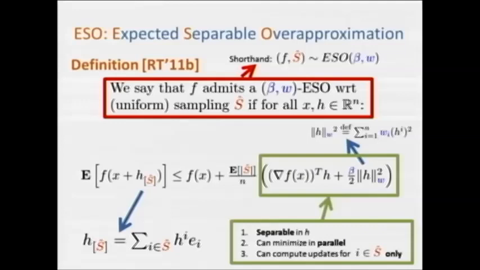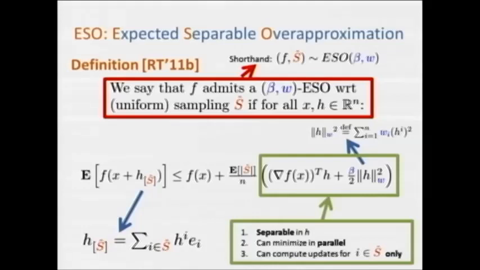That's why we call it the expected separable over approximation, separable in h, right? Because this quadratic is a separable quadratic. It's just a diagonal matrix there, right? And moreover, you can just minimize for those coordinates that you're going to update. So you don't minimize for all coordinates and throw everything out and keep just what is in S hat, right? So it buys you all these things. And that's the algorithm. So you somehow come up with this ESO.